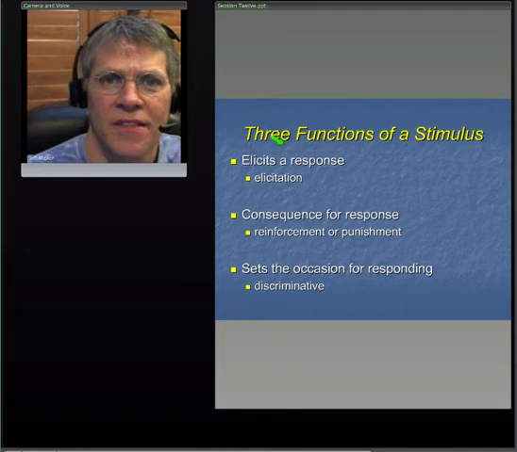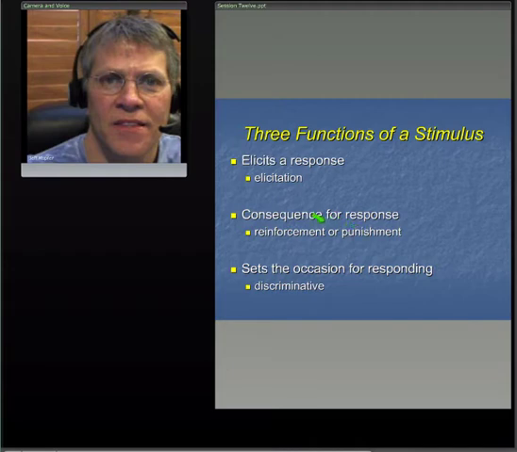All right, let's move on. We've talked about three specific functions of stimuli. In particular, we've talked about the elicitation of a response, in which a stimulus comes to elicit a response, as Pavlov and Watson talked about, and that's the situation in which the stimulus seems to pull out of the organism or draw out of the organism or elicit a response.